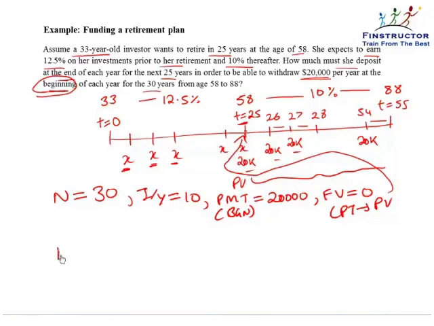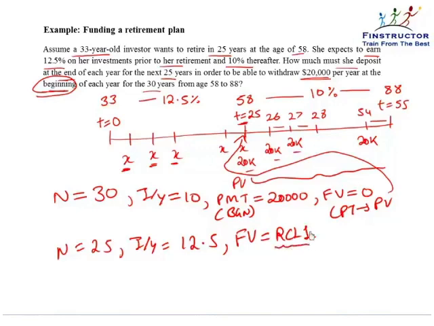So we are now saving for 25 periods at a rate of interest of 12.5%, and we need to have a future value of about $207,400. This value has been saved in memory register 1, so I'll just recall 1. If we compute the payments, then we've essentially solved our problem. This is the amount that she needs to save every year for the next 25 years.